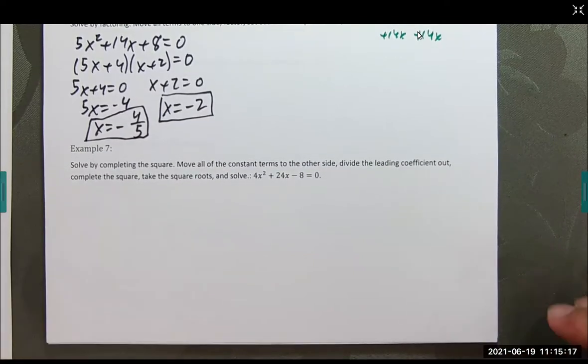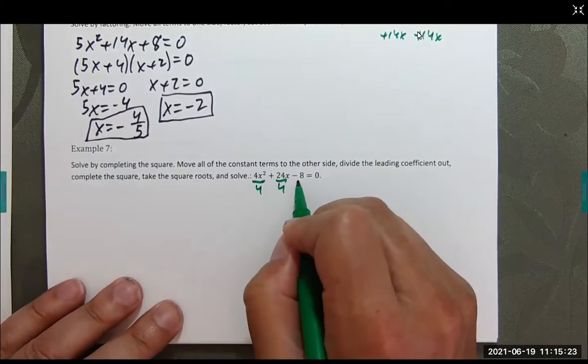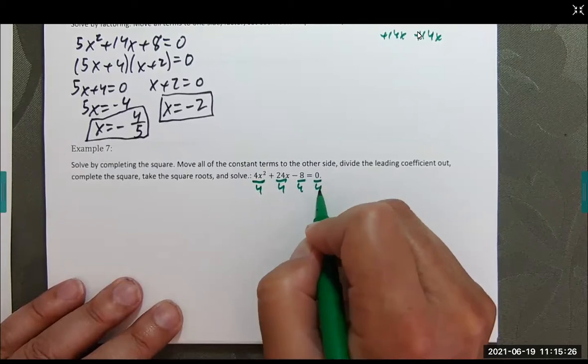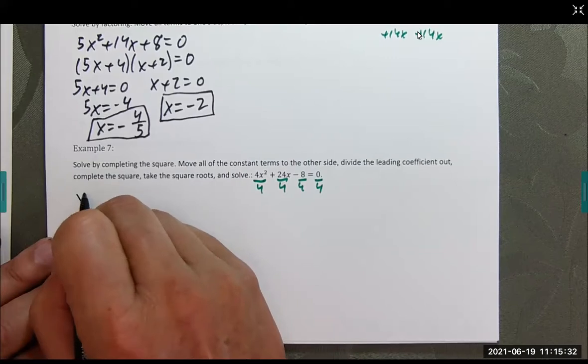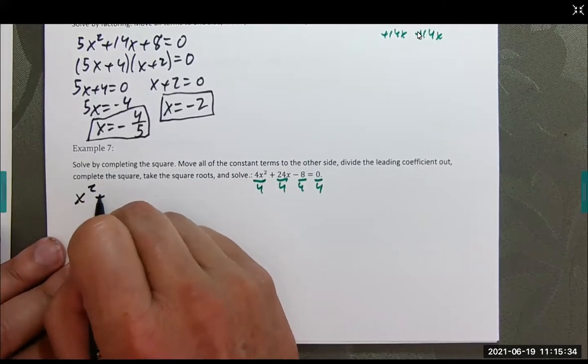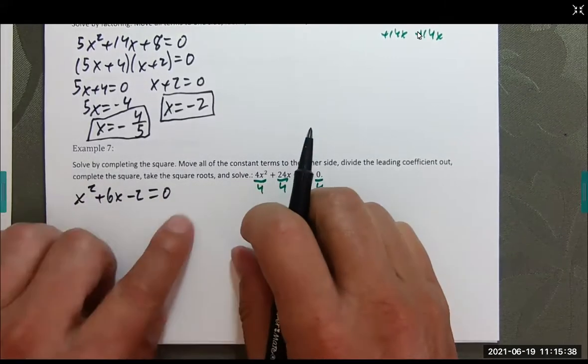This one we're going to solve by completing the square. I'm going to start out by dividing this through by 4. It's always a good trick, if you can, divide out numbers. The smaller the numbers, the easier the whole process will be. x squared plus 6x minus 2 equals 0. I'm going to move that 2 to the other side.